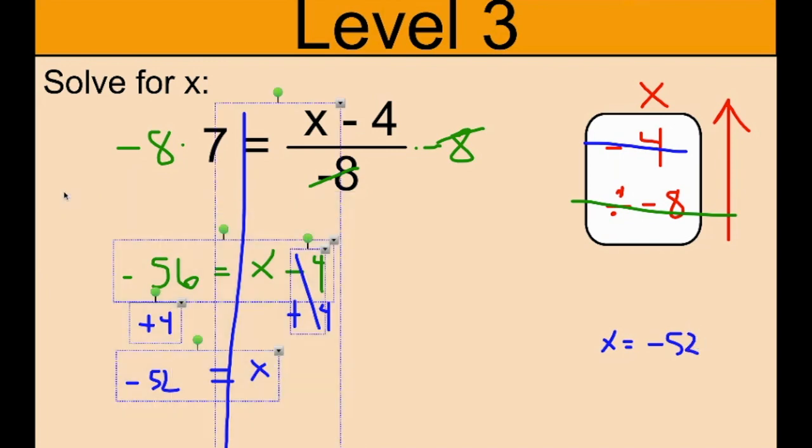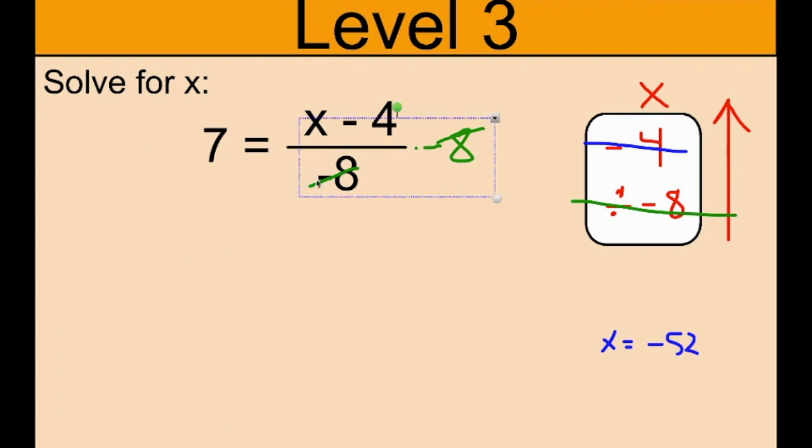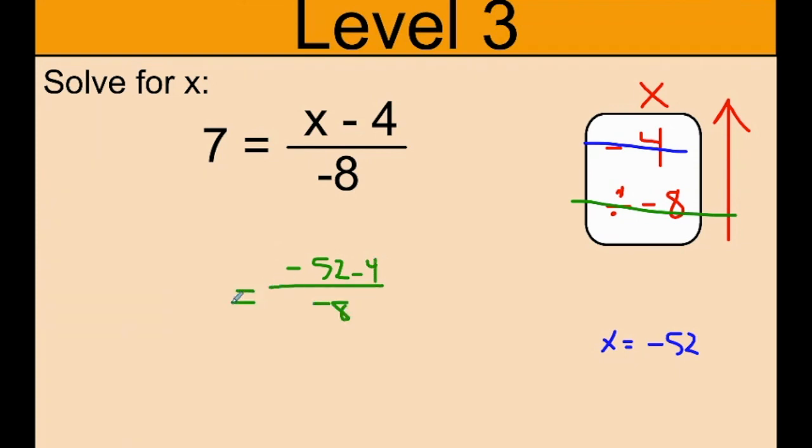It happens a lot, especially my students can testify to that. Okay, let's check our work. I'm going to substitute negative 52 in for x. So negative 52 minus 4 divided by negative 8 equals 7. All right, negative 52 minus 4, that's negative 56 divided by negative 8 equals 7.